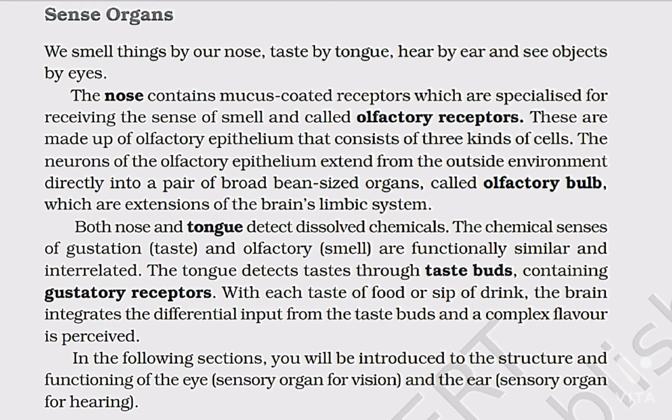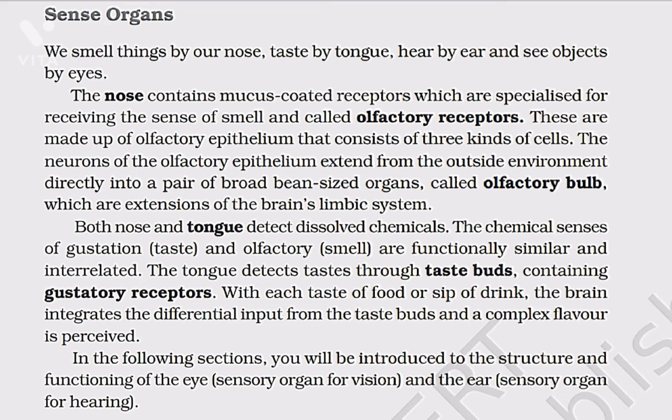Sense organs. We smell things by our nose, taste by tongue, hear by ear, and see objects by eyes. The nose contains mucus-coated receptors which are specialized for receiving the sense of smell and are called olfactory receptors. These are made up of olfactory epithelium that consists of three kinds of cells. The neurons of the olfactory epithelium extend from the outside environment directly into a pair of broad bean-sized organs called olfactory bulbs, which are extensions of the brain's limbic system.